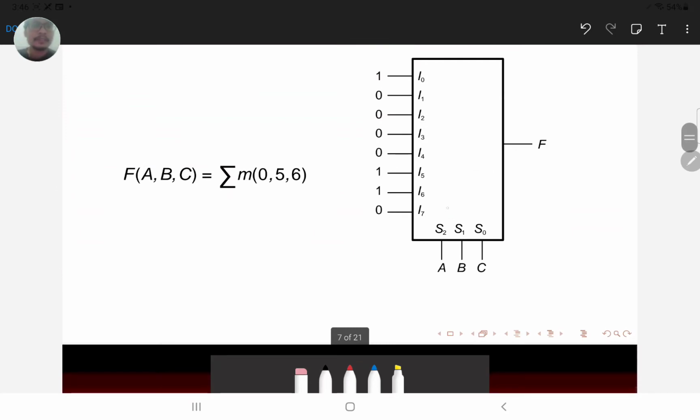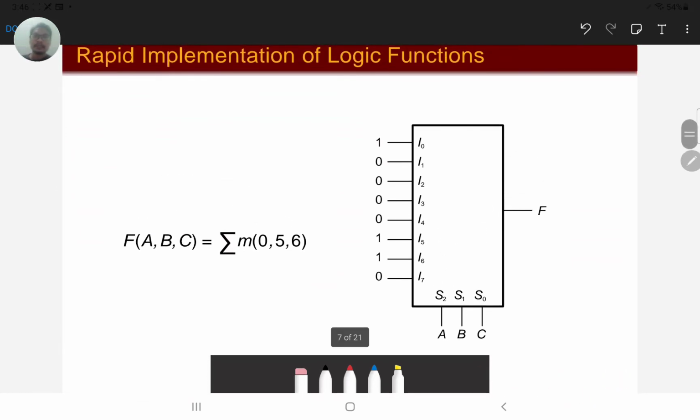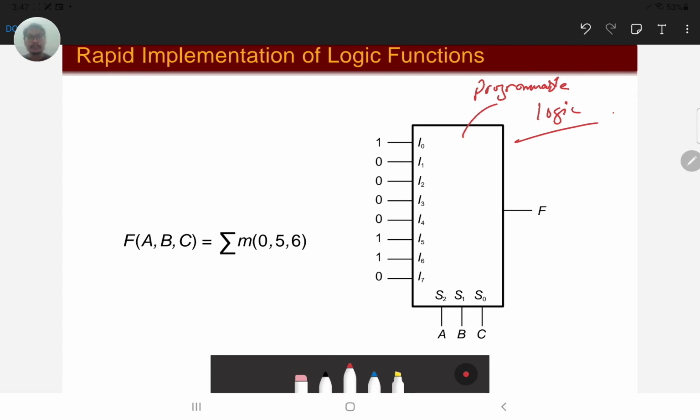Other applications of the multiplexer is the rapid implementation of logic functions. This is important in programmable logic. We're not going to go through it in detail in this course, but later on in your senior year you will see some concepts on programmable logic. The concept is that we can quickly implement a function by just putting a constant.